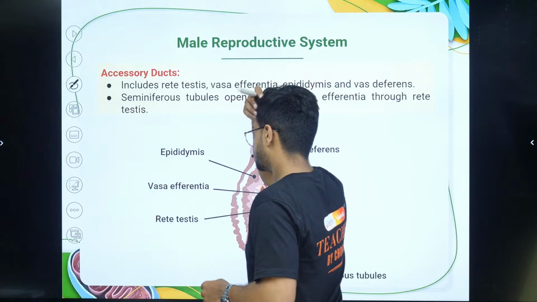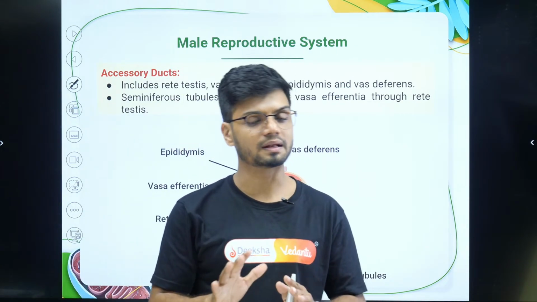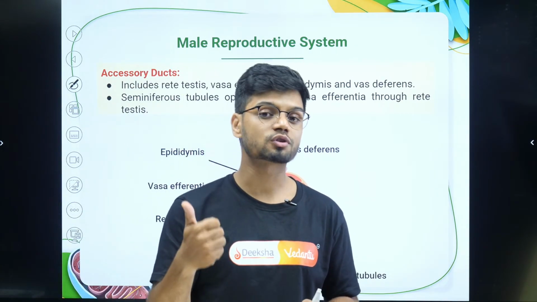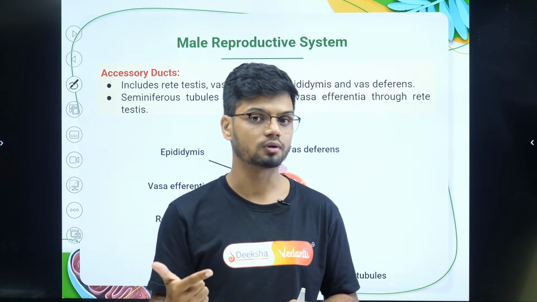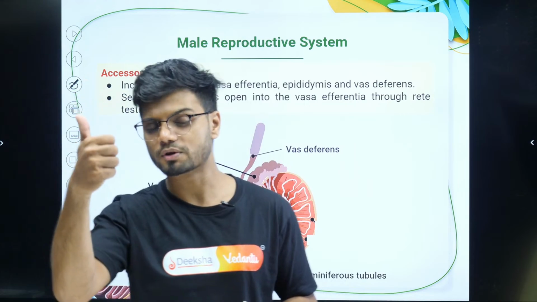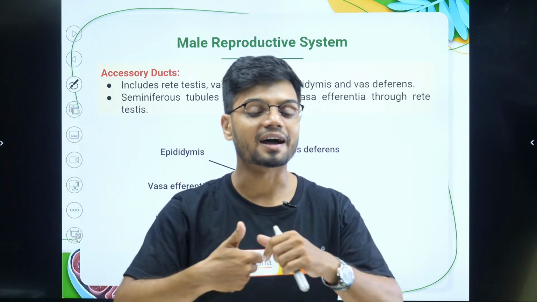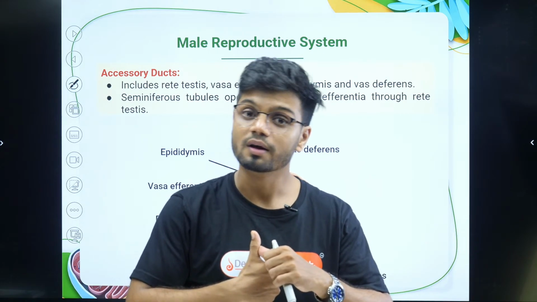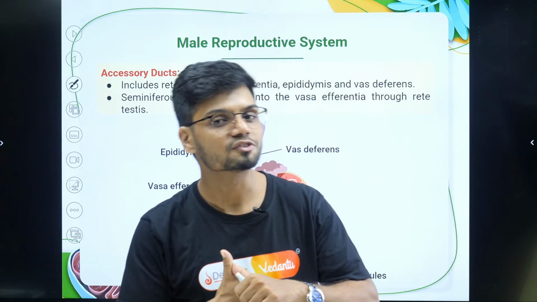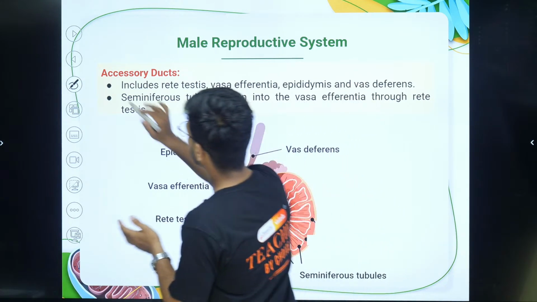Very easy. Now, primary sex organ is done and dusted. We learned about the primary sex organ. It has two functions: formation of sperm and formation of hormones. Hormones with the help of Leydig cells, and sperm with the help of Sertoli cells and male germ cells. Clear? Now let's learn about ducts.